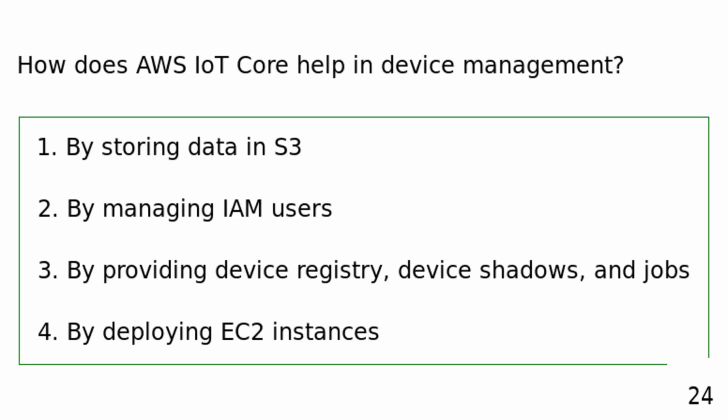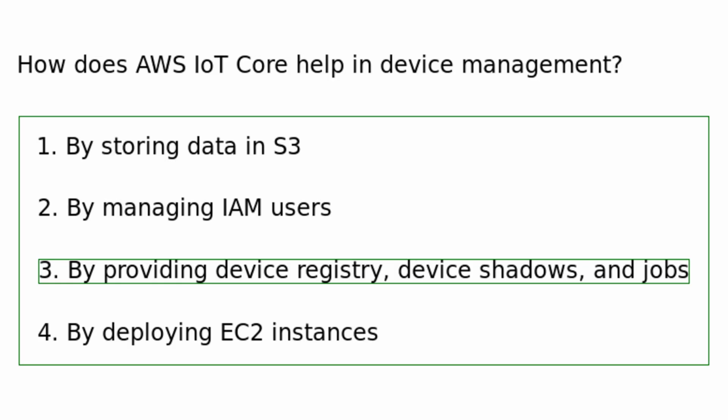How does AWS IoT Core help in device management? By storing data in S3. By managing IAM users. By providing device registry, device shadows, and jobs. By deploying EC2 instances. AWS IoT Core aids in device management with its registry, shadows, and jobs features.